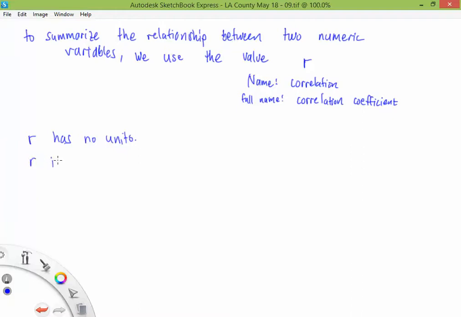R is always between -1 and +1. You will never have a correlation bigger than 1. You will never have a correlation more negative than -1.